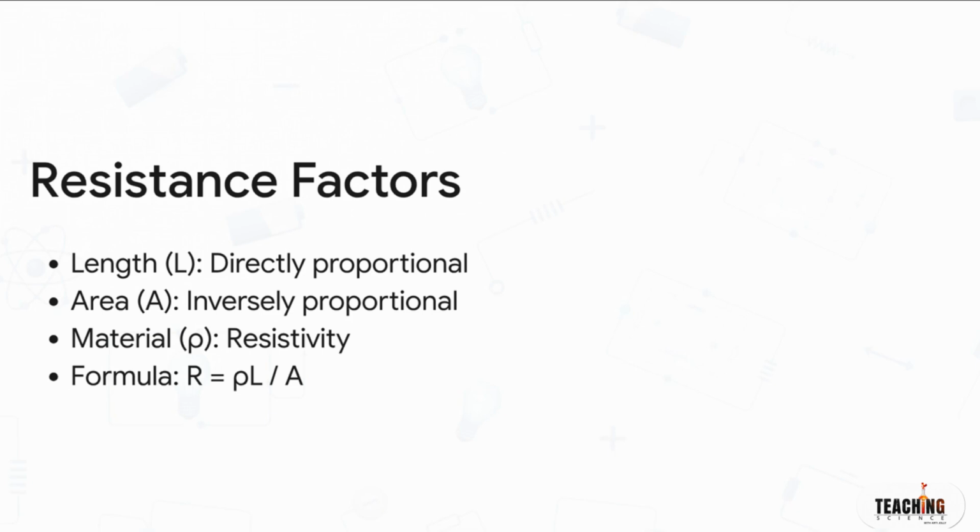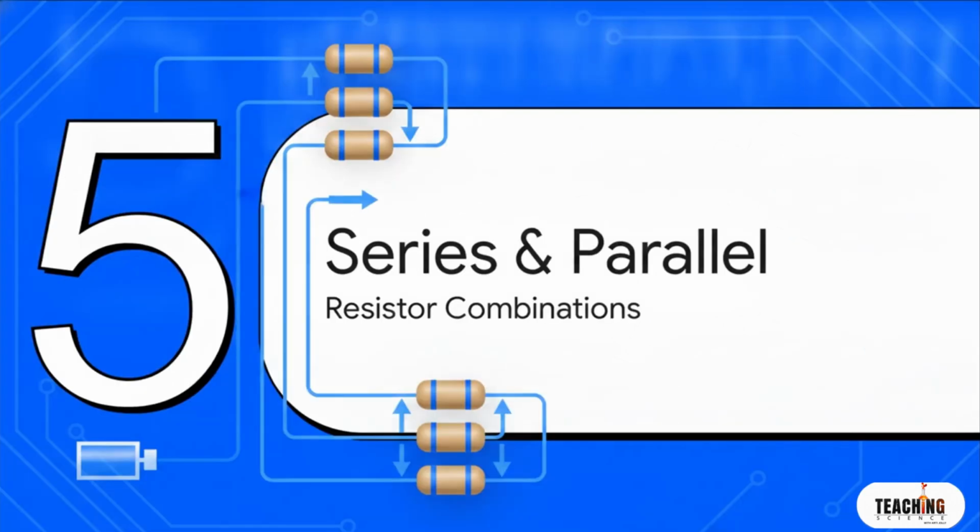A thicker wire is like a much wider hallway. The electrons have way more room to flow, so the resistance actually goes down. And finally, it depends on the nature of the material itself, which is represented by that little Greek letter rho, meaning electrical resistivity. All right, let's look at part 5, series and parallel resistors.